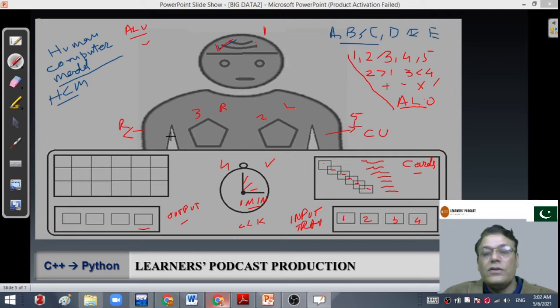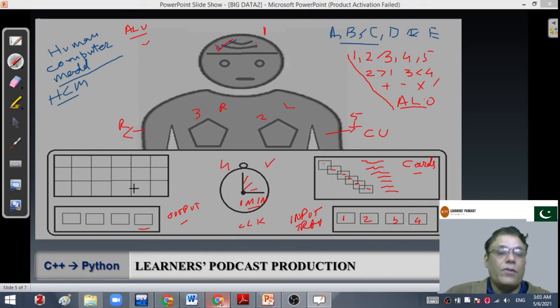Now let's very quickly review this. This is the human model. This is the person who is sitting in front of the computer, in front of the table. On the table there are 5 devices. One is the clock, another is the input tray, one is the output tray. There is a box which has the deck of cards. Something is written on each card, and he will take the instruction from this box.